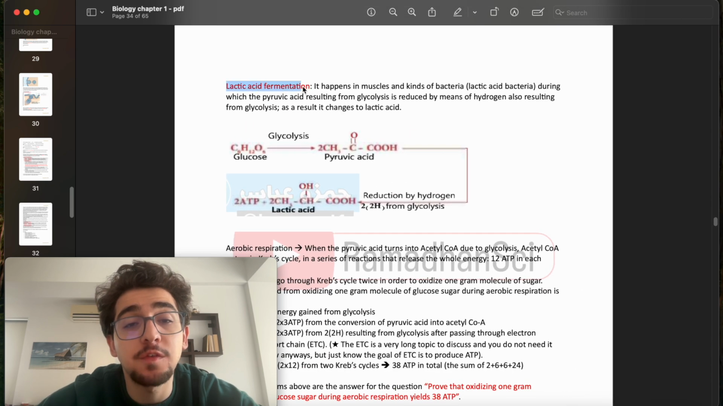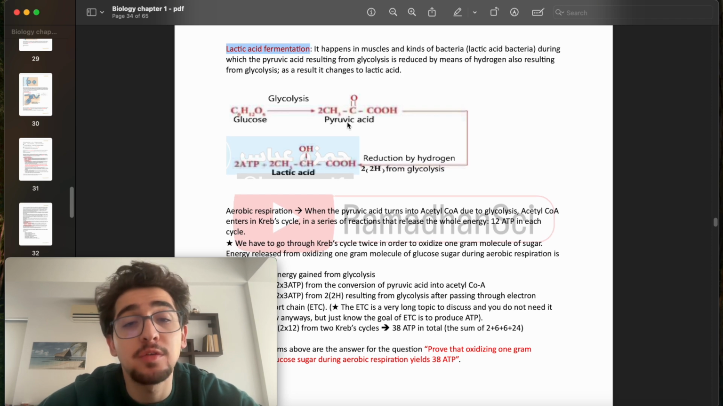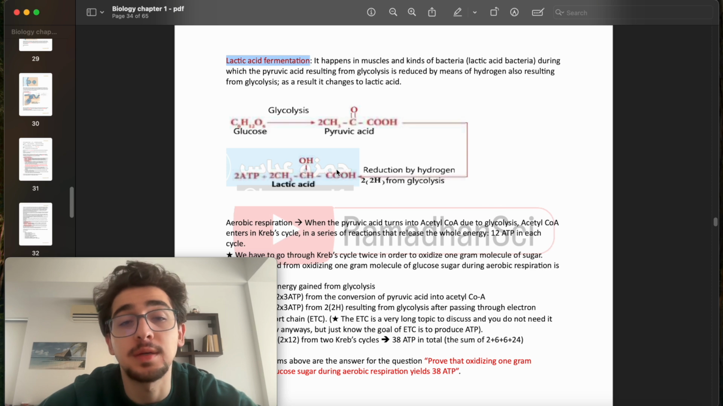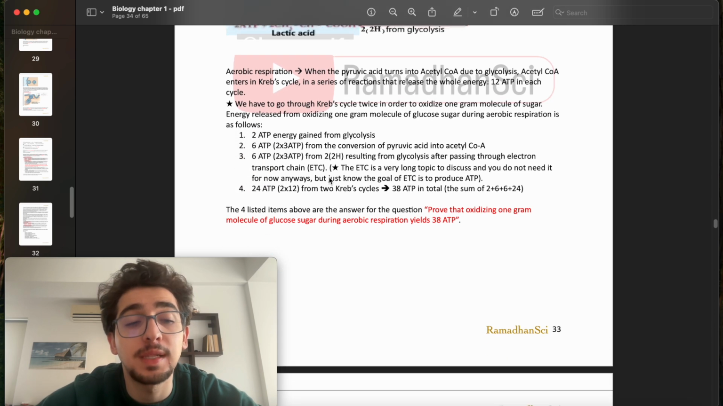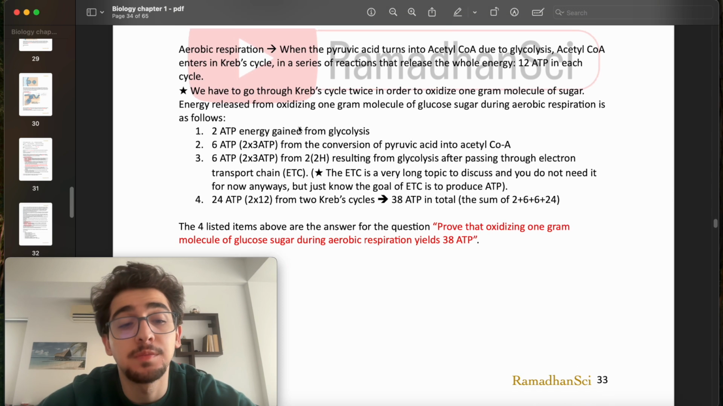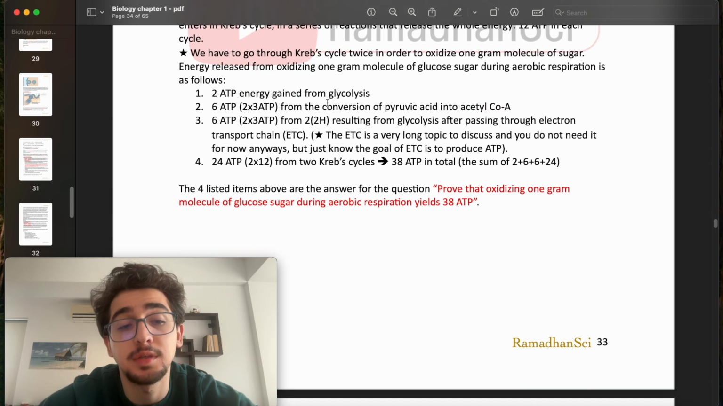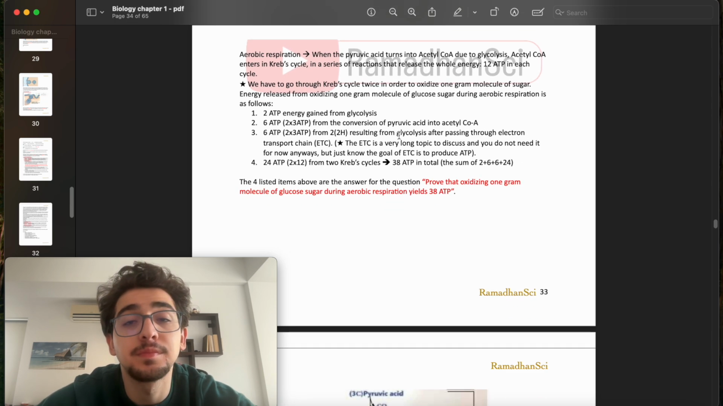And for lactic acid fermentation, simply the pyruvic acid will directly convert into lactic acid by just reducing it with hydrogen. It's a very simple and direct process here. But let's say that I have my pyruvic acid in aerobic condition, I have my oxygen, and it is in the mitochondria, so I will go through the Krebs cycle.